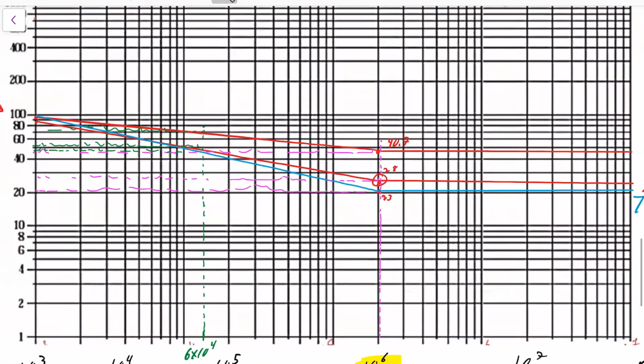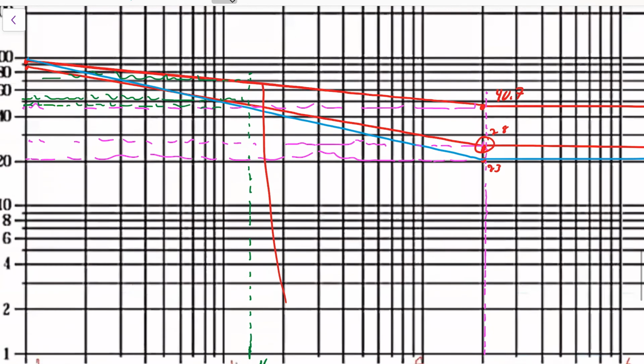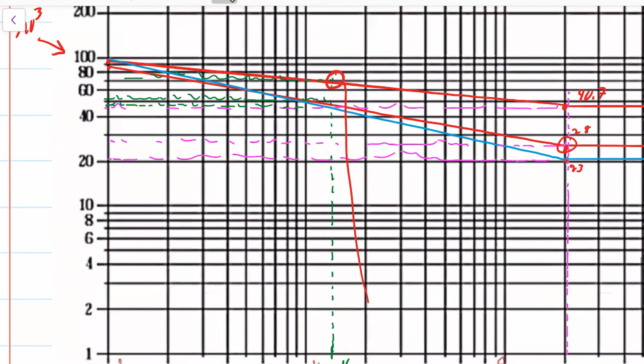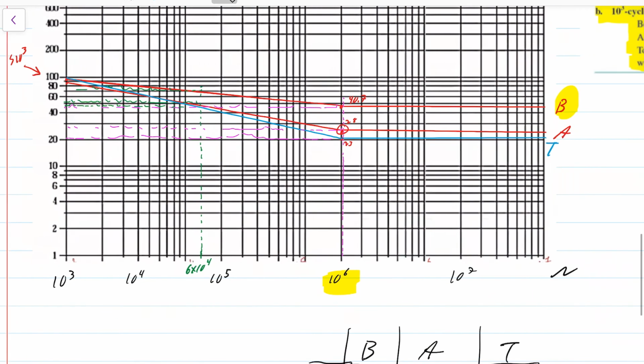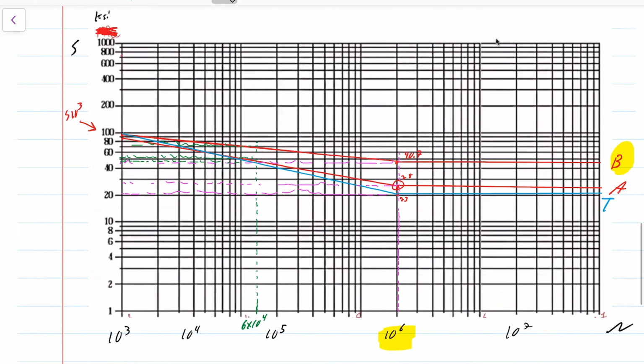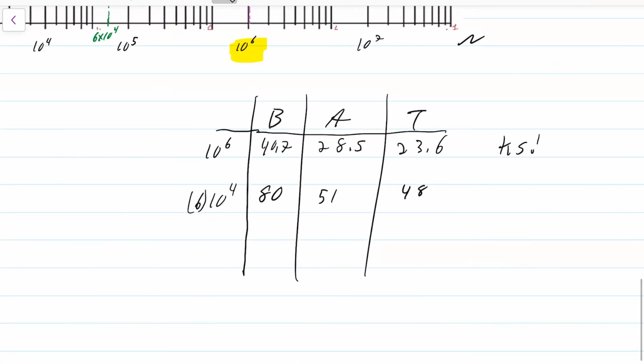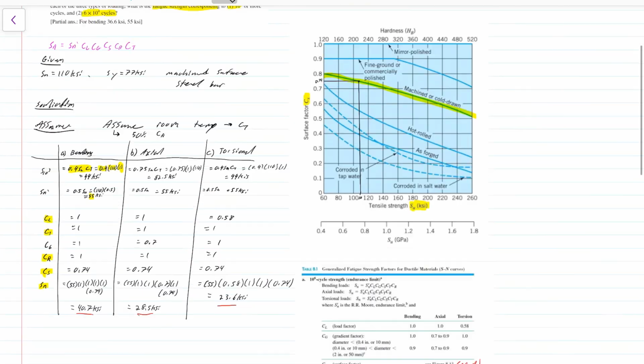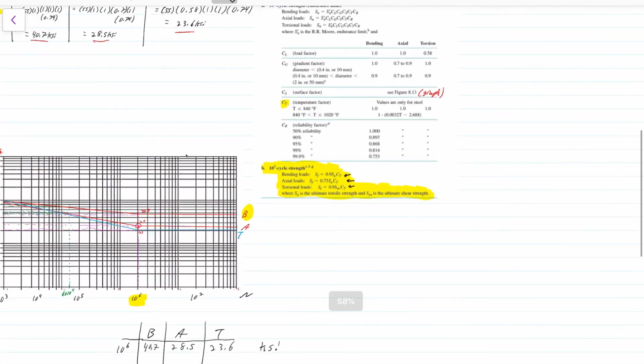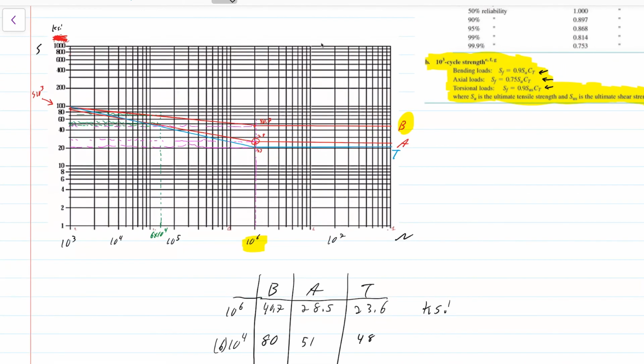For bending, which was the first line up here, we draw the line up again and go across right here. It's like right there. The value I said was 80. For the last one it's the same thing. You go up, and it's this line right here, you go across, and you see what the value is, and it's 51 KSI.